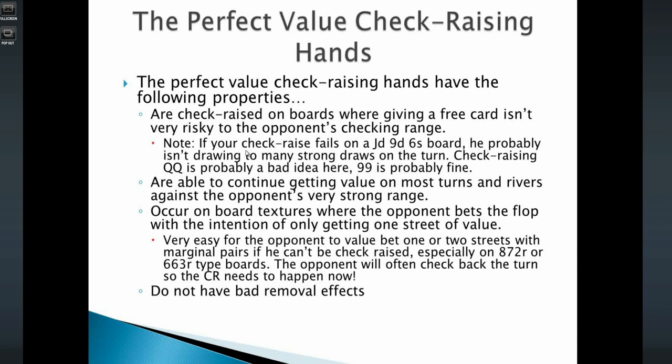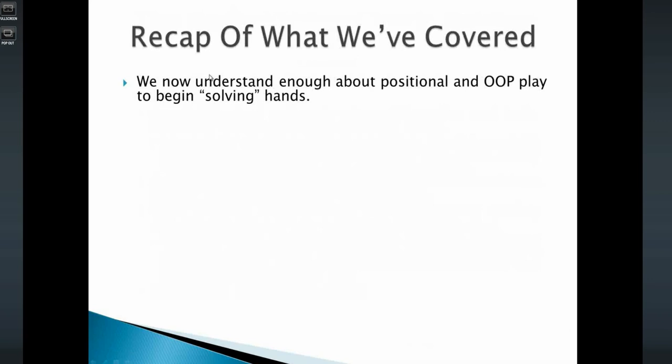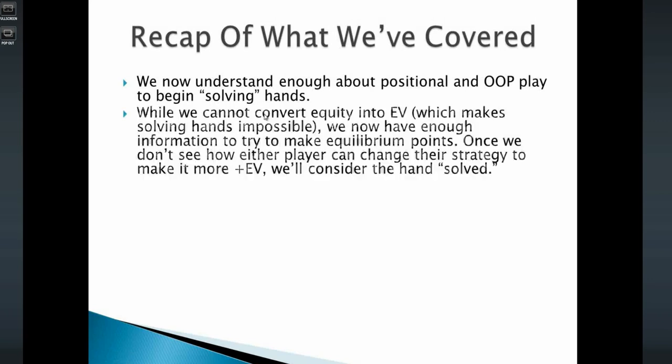So pay attention to removal effects. As a recap of what we covered, we now understand enough about positional and out-of-position play to begin solving hands. While we cannot convert equity into expected value, which makes solving hands literally impossible, we now have enough information to try to make equilibrium points.